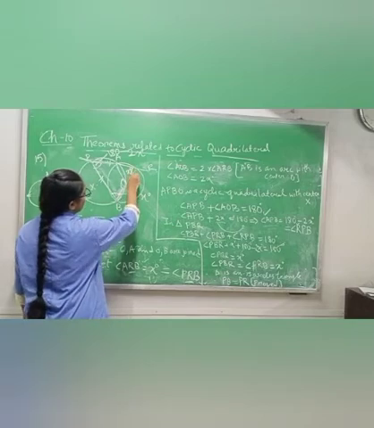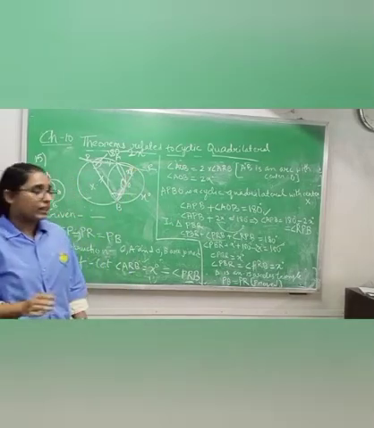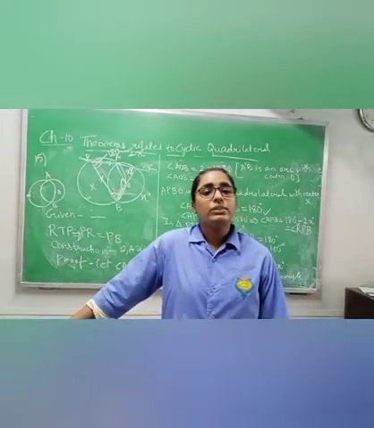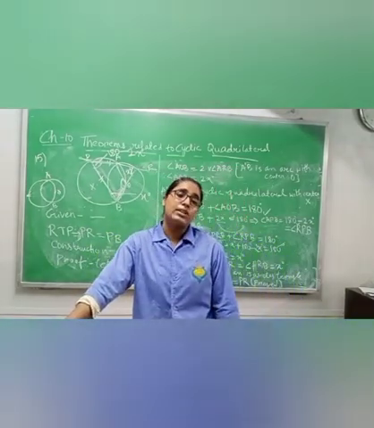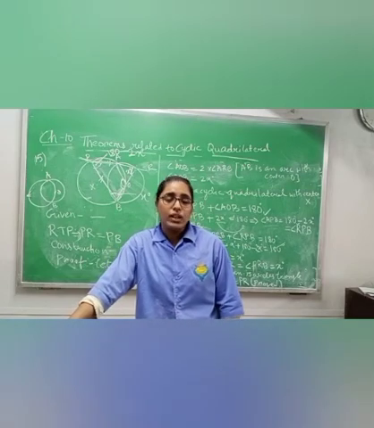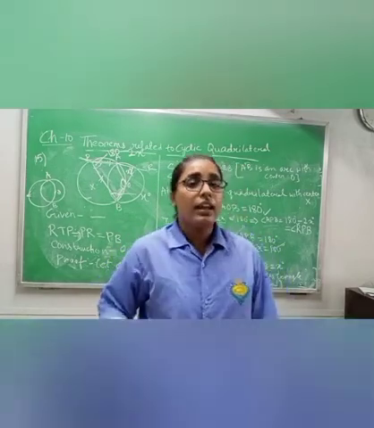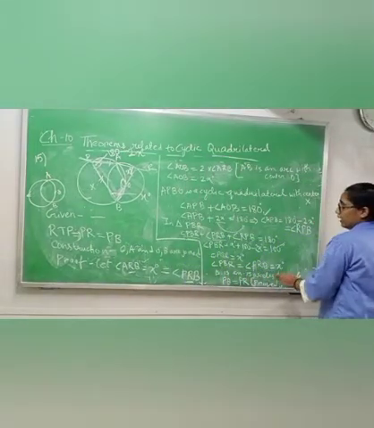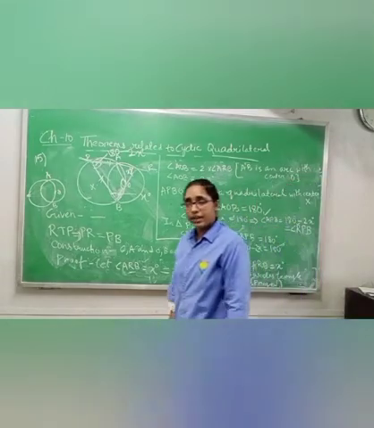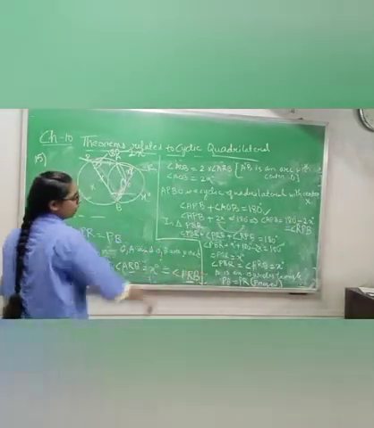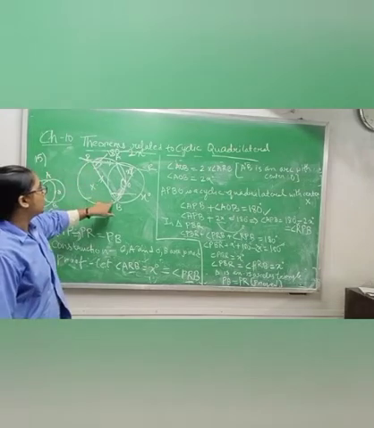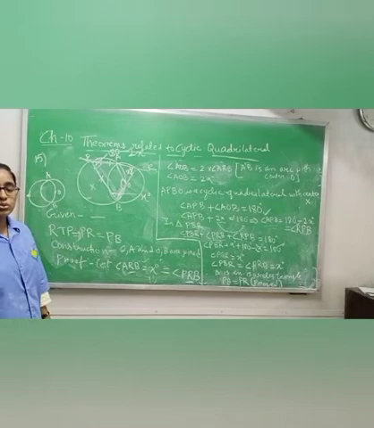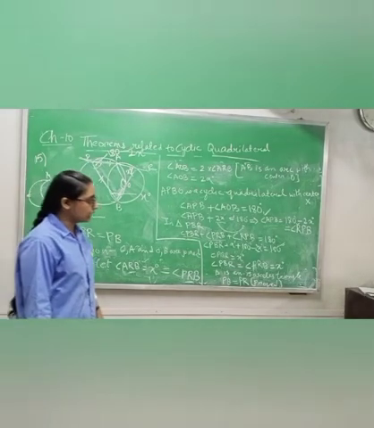If two angles are the same, then we can say that it is an isosceles triangle, because we know the properties of an isosceles triangle: two sides will be equal and two angles will be equal. That is why I have written the triangle is an isosceles triangle. If two angles are equal, it means the sides are also equal. That is why I have written PB equals PR. Understood this one? Copy this one, go through it again and again.